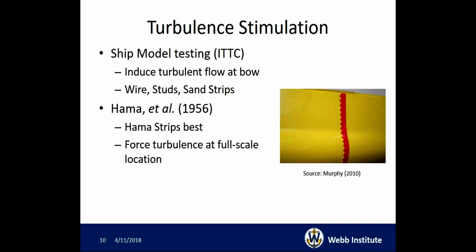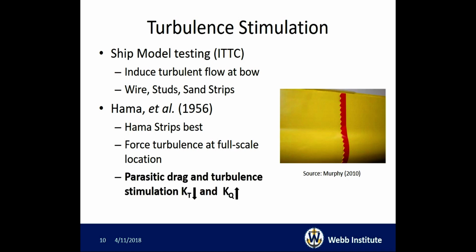However, in 1956, Professor Hama performed a study in an attempt to quantify which of these turbulence simulators provided the best stimulation for the lowest amount of added drag, and came to actually inventing these Hama strips as a better method than any previously used method. And it forces the turbulence where it would occur at full scale. The parasitic drag and the turbulence simulation should, in theory, reduce KT and increase KQ compared to a model where turbulence simulation was not applied.